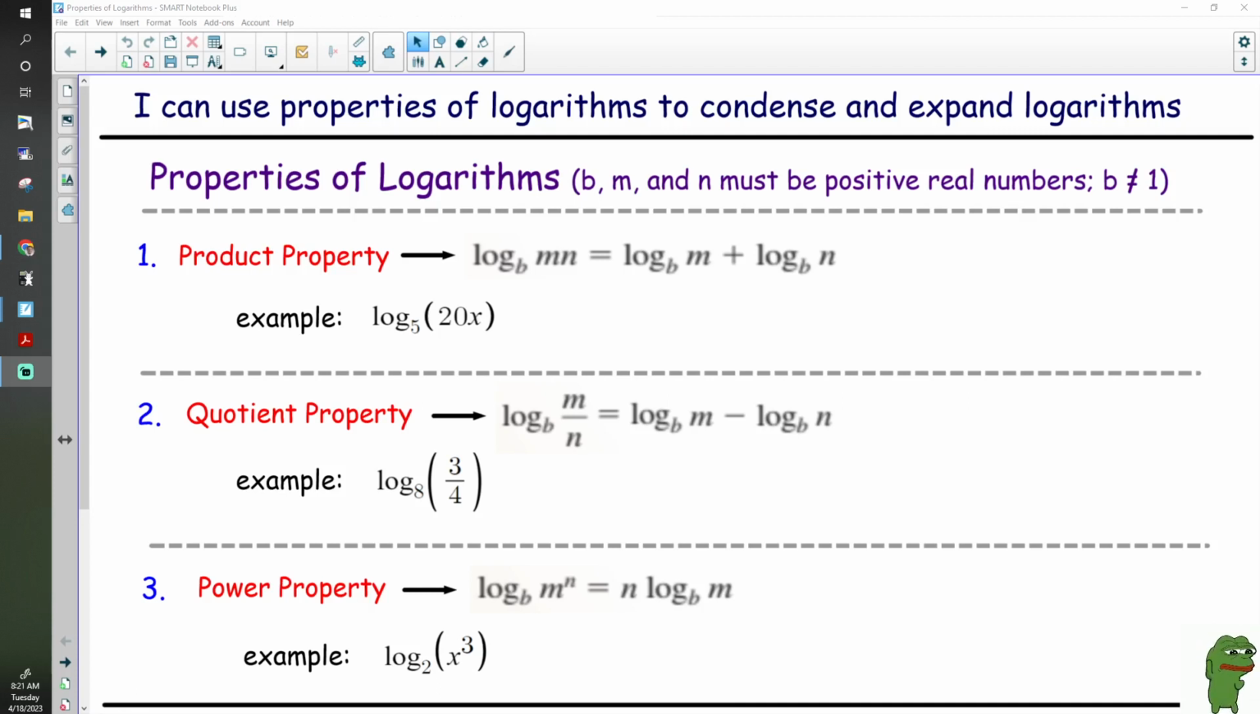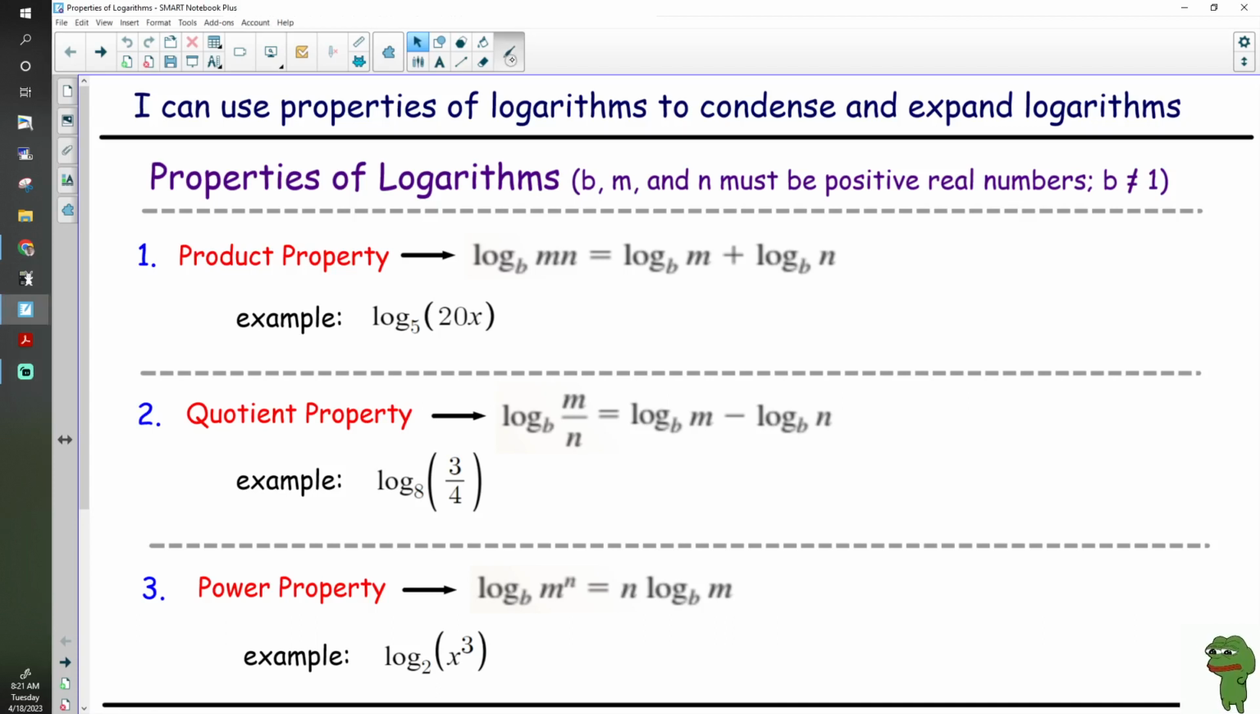There are only three properties you have to know. The product property, the quotient property, and the power property. The only three properties. They're really simple. This is a lot of mumbo jumbo, but it is super simple.